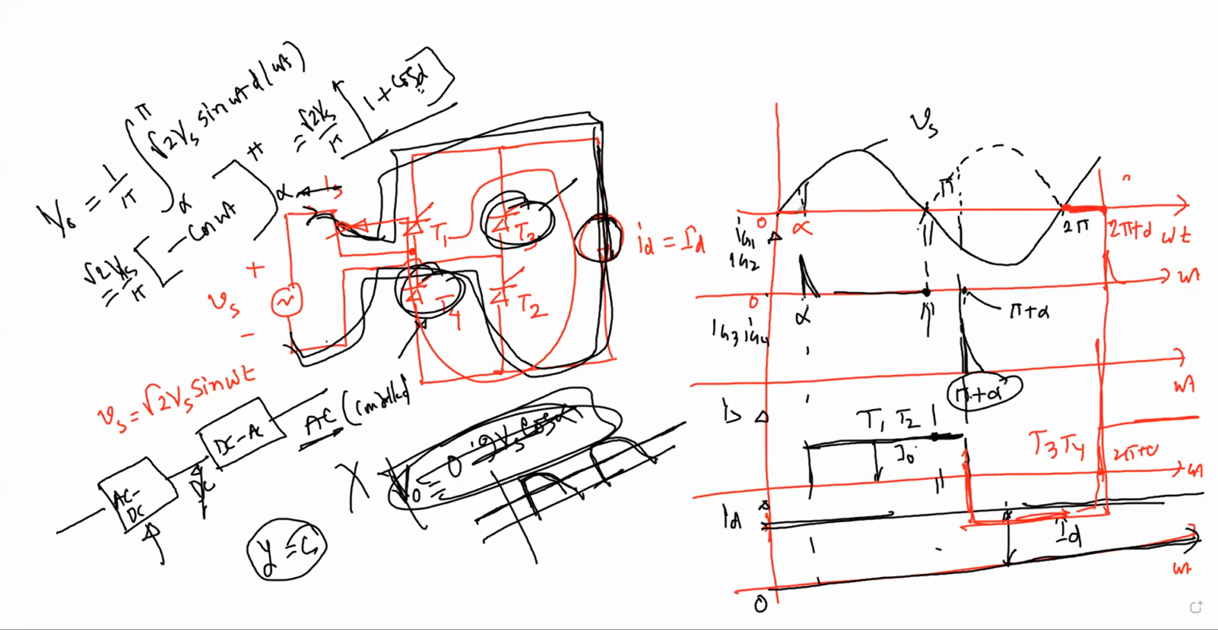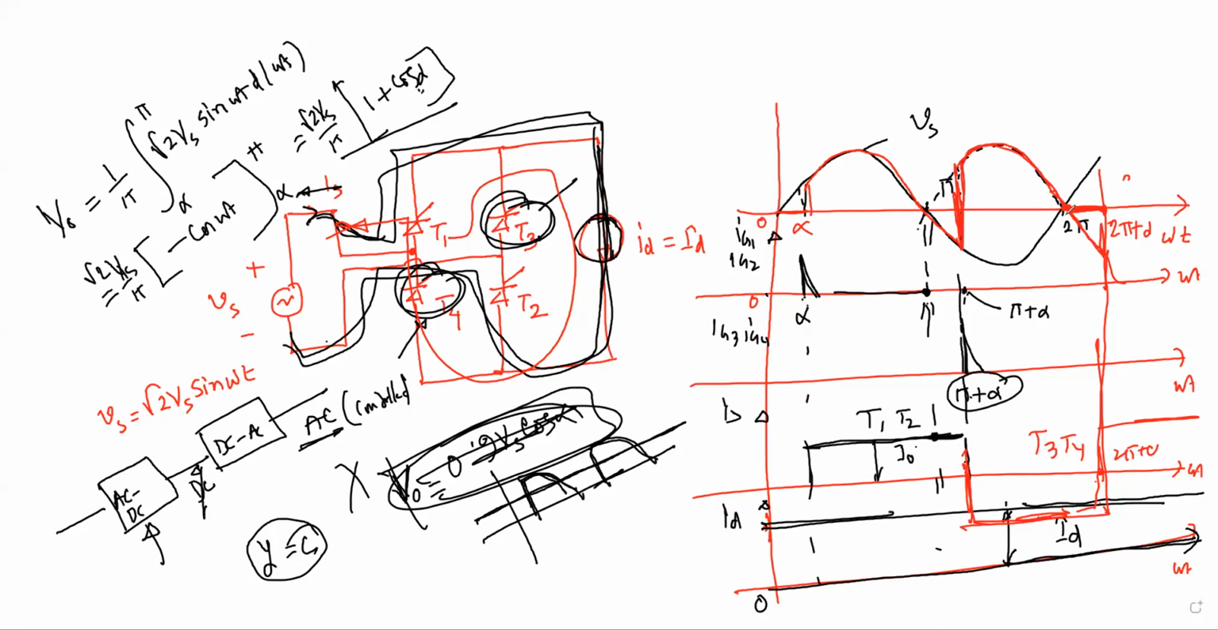Yes, sir. Okay, so if T3 and T4 are conducting here, let us see what the output voltage will be. When T1 and T2 are conducting, the output voltage will be Vs, and it is still conducting, so it will be Vs like this. Then when T3 and T4 are conducting, the output voltage will again be Vs like this. You understand?